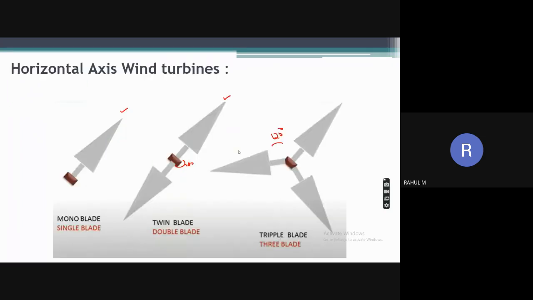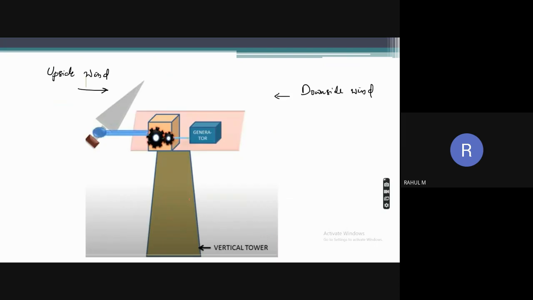For the first case, we'll see the horizontal type wind turbine with a single blade system, which is this one. Horizontal wind turbine with mono blade system.